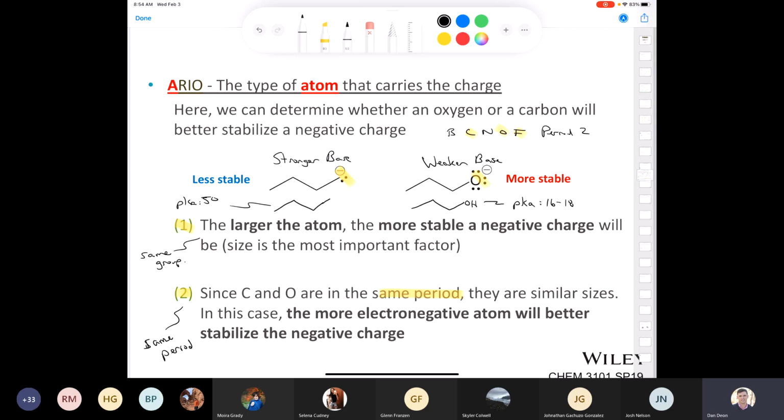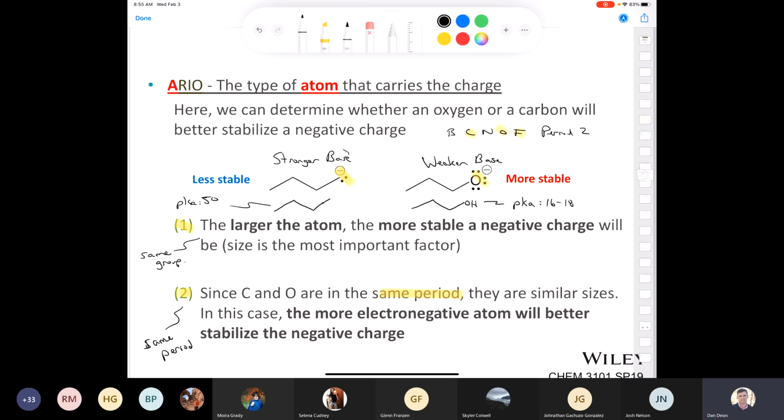Byron, close your eyes and just imagine this. Think about it. The more stable a base is, right? What's a base? A base is something that wants to take protons. If it's stable, it's like meh. It's indifferent to protons, right? It's like I don't give a crap about a proton.